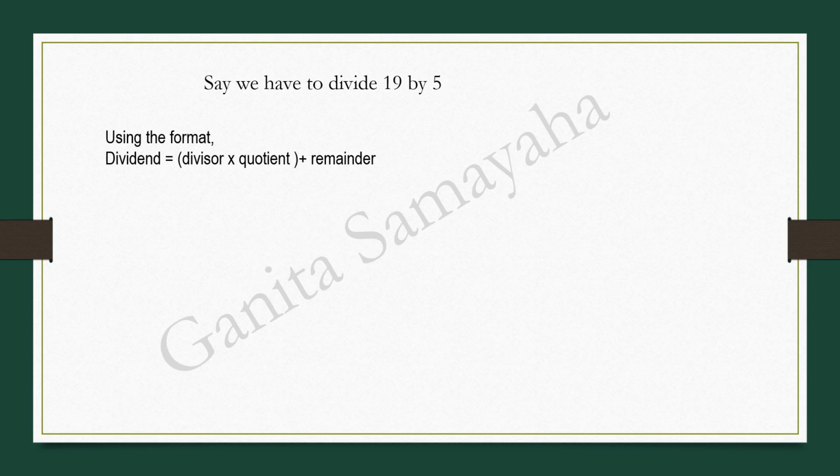How do we write 19 when we want to divide 19 by 5? Yes, we can write it as 19 is equal to 5 into 3 plus 4, where 3 is the quotient and 4 is the remainder. And we know that the remainder is between 0 and 5, where 5 is the divisor.